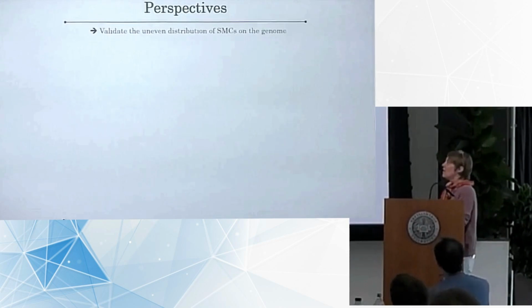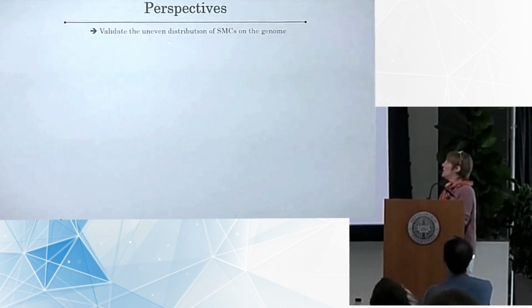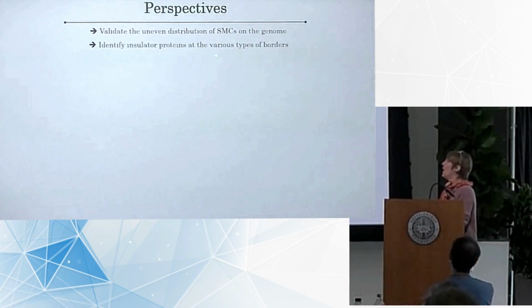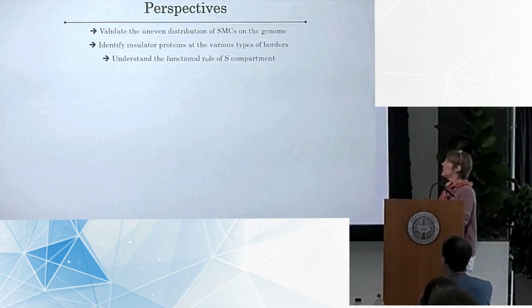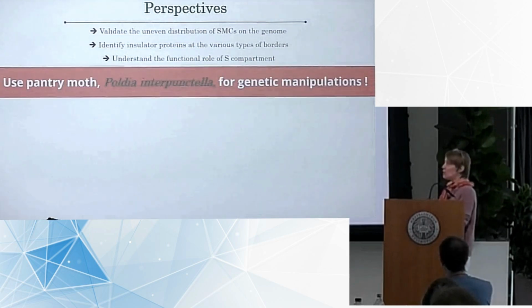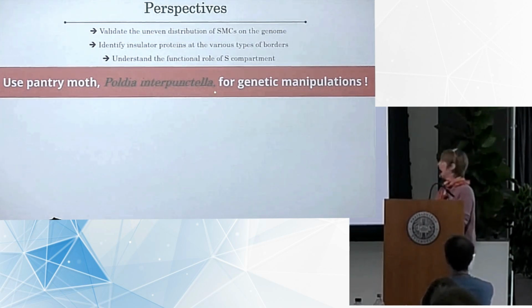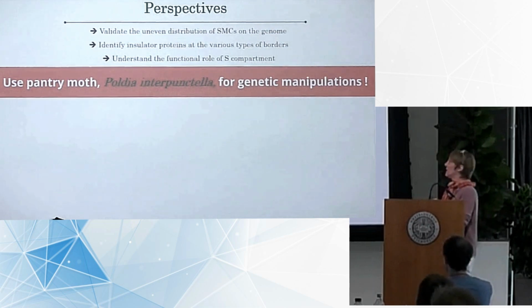And for this in particular, we would like to validate the uneven distribution of SMCs along the genome. We would like to identify maybe insulator proteins at the various types of borders and understand the functional role of S compartments. And for this, we will turn to a new model, which is the pyralid moth Plodia interpunctella, because now we will be able to do some genetic manipulations in it. That's the model that the Lepidoptera community is bringing forward and already showed that some manipulations are possible. So we're really counting on it.